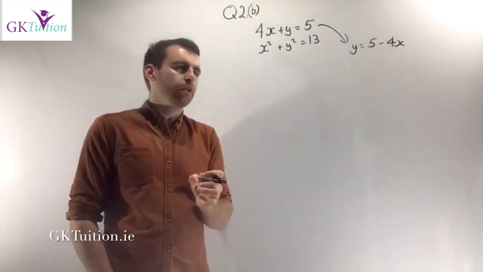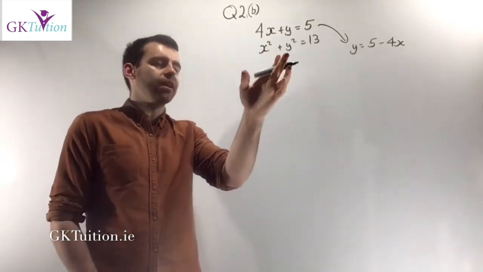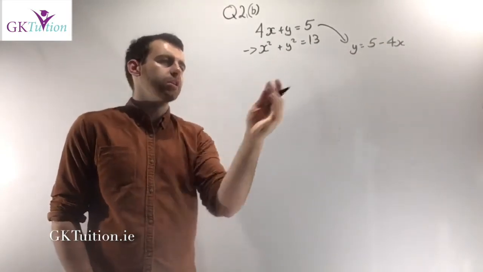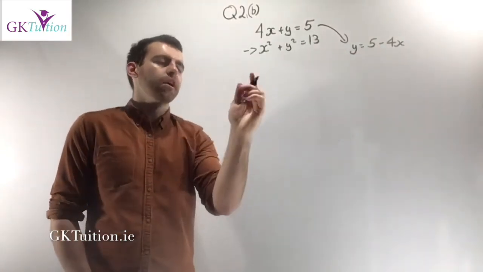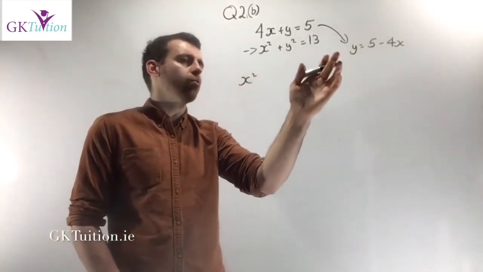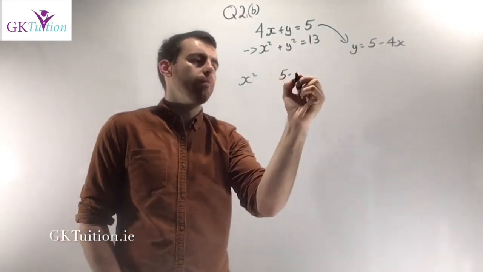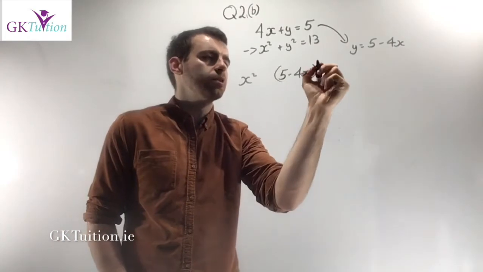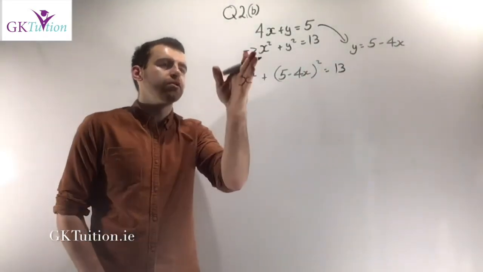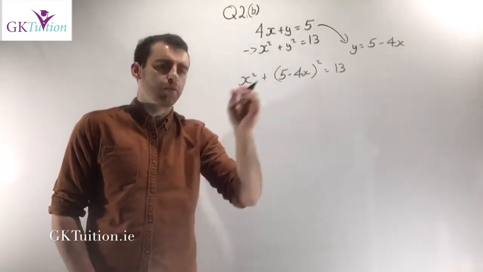And now that's useful because now I can rewrite the other equation. Except I know that instead of a y, I can sub in 5 minus 4x. So let's just rewrite this equation except use this as substitution. I'm going to leave my x squared exactly as it is. Instead of y, I'm going to sub in 5 minus 4x. So y squared is going to become 5 minus 4x, all squared. And I know that that is equal to 13. So basically I've just rewritten this equation, except I've substituted in an x instead of a y.